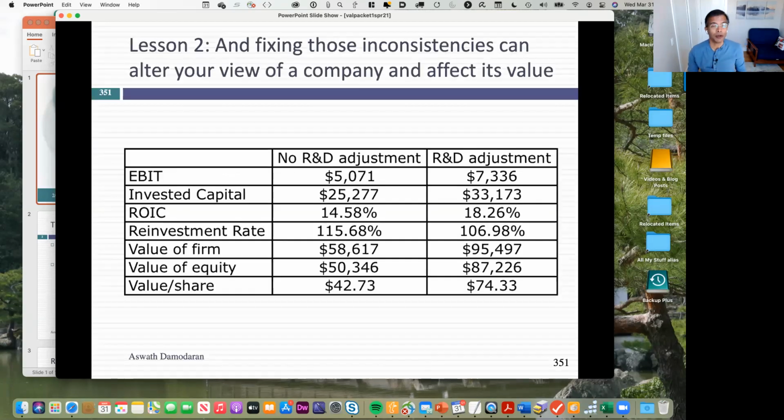I'll show you what the value would have been, and you're going to be shocked. If I don't capitalize R&D, if I go with the accounting numbers, the value per share that I get for Amgen is $43. By capitalizing R&D, I almost doubled the value of the company. Do you think this is going to happen every time I capitalize customer acquisition costs, R&D? Will the value always go up when I capitalize things?